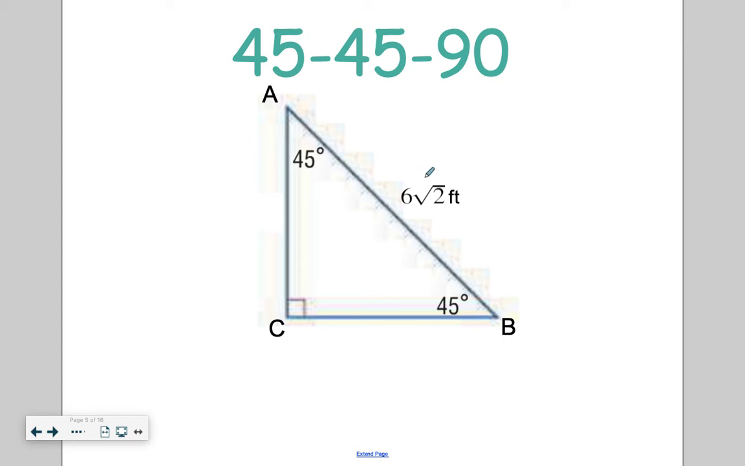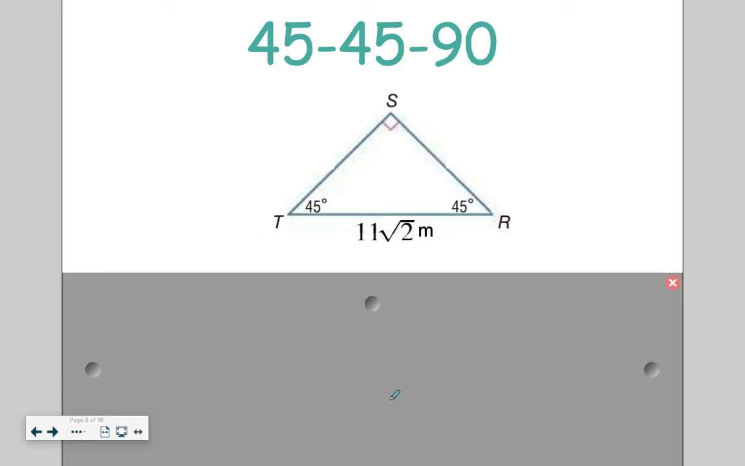You can also solve these problems when you're given the hypotenuse. So AB is the hypotenuse of a 45-45-90 triangle. That means that this measurement out in front of the square root of 2 is going to tell us our leg measurements. So that means side AC, which is a leg, is equal to 6 feet. And side BC, which is the other leg, is also equal to 6 feet. So you can use that hypotenuse measure to work backwards to find the legs as well. Go ahead and try this one on your own.